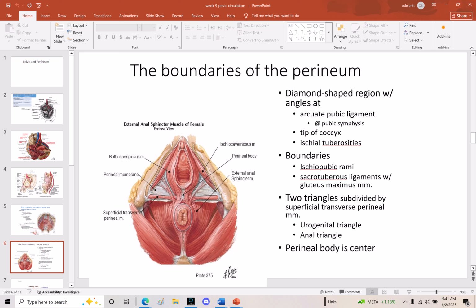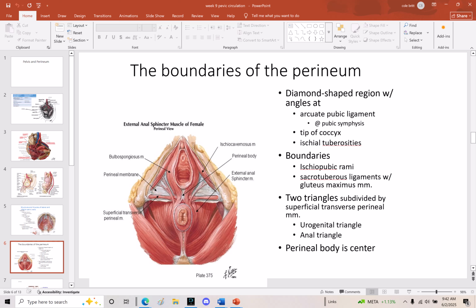Then we have a superficial transverse perineal muscle here. And if you have superficial, you're going to have deep, right? So the deep transverse perineal is just below, and they all come together right here. Then you have this last little piece right back here called the external anal sphincter.